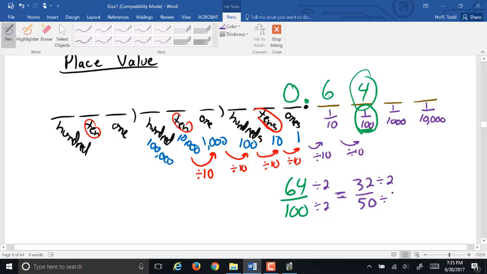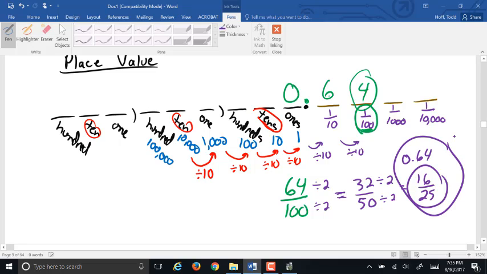Both of those can be divided by 2 again. Good. 32 divided by 2? 16. Good. And 50 divided by 2? 25. So there it is. 0.64 is equivalent to 16/25.